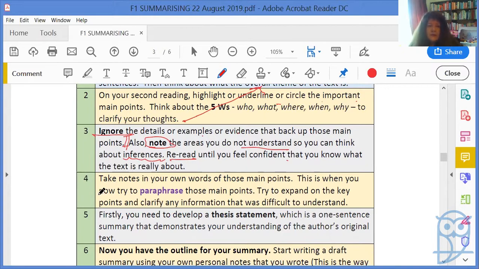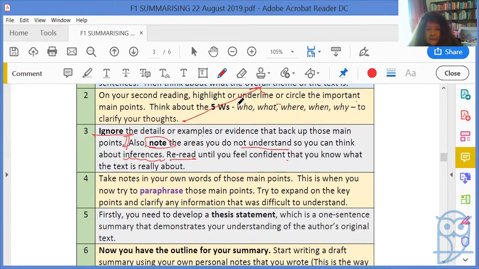Someone's just asked a question: will you do a summary in your essay? No, not in your essay, but in the comprehension and grammar section of your progress tests, there's generally always a summary. Which is why we're going over this today.